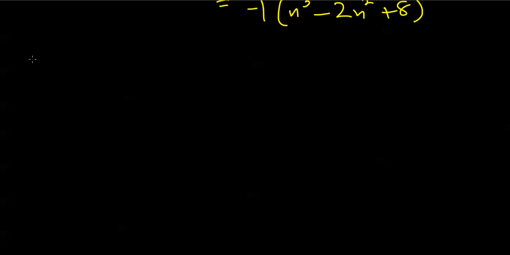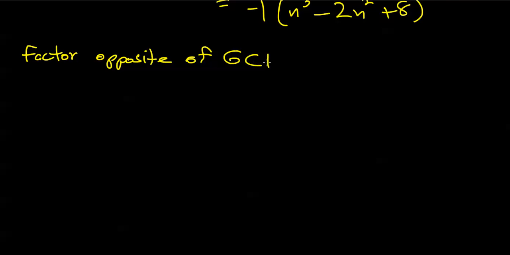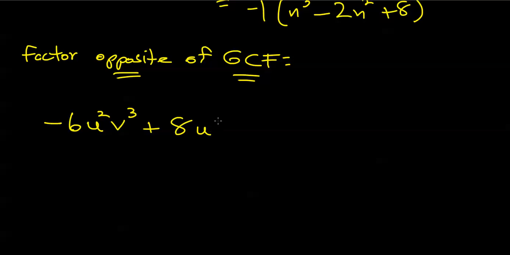Let's look at another similar one. The book might give us an instruction like this. They'll say factor the opposite of the GCF. Well, what they're getting at here is they want your GCF to have a negative sign, and you can always play with the signs of the GCFs by adjusting the signs of the polynomial that remains. I'll give you an example here. Minus 6u squared v cubed plus 8u cubed v squared.